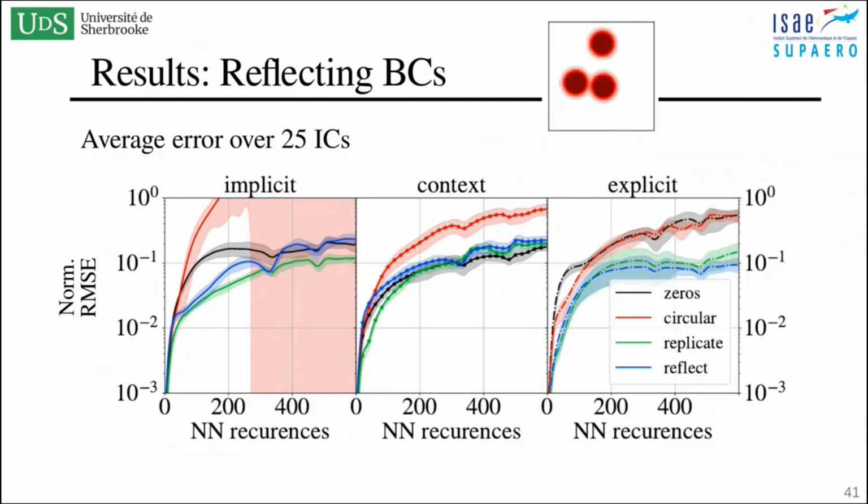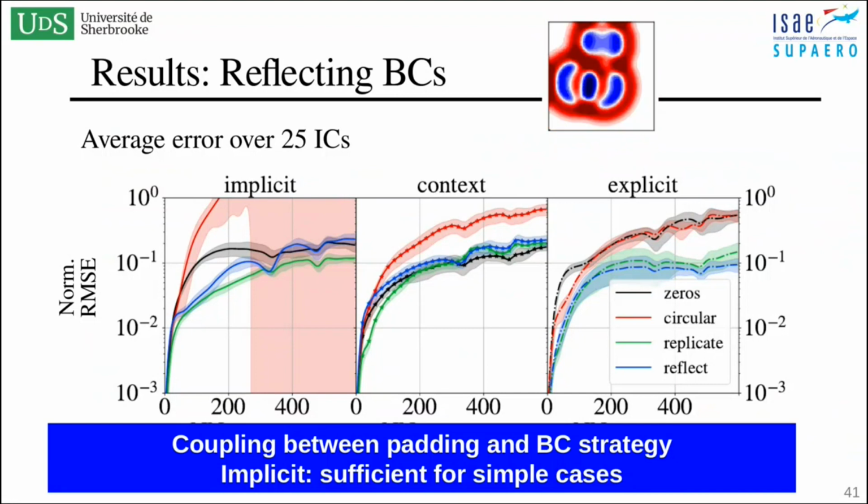And we compare the implicit, context, and explicit strategies with the different paddings. We see that the minimal error is found for the 2 cases of replicate and reflection padding, regardless, more or less, of the type of strategy. So we can conclude that for simple cases such as the Neumann boundary conditions, it is sufficient to keep the previously used implicit strategy.